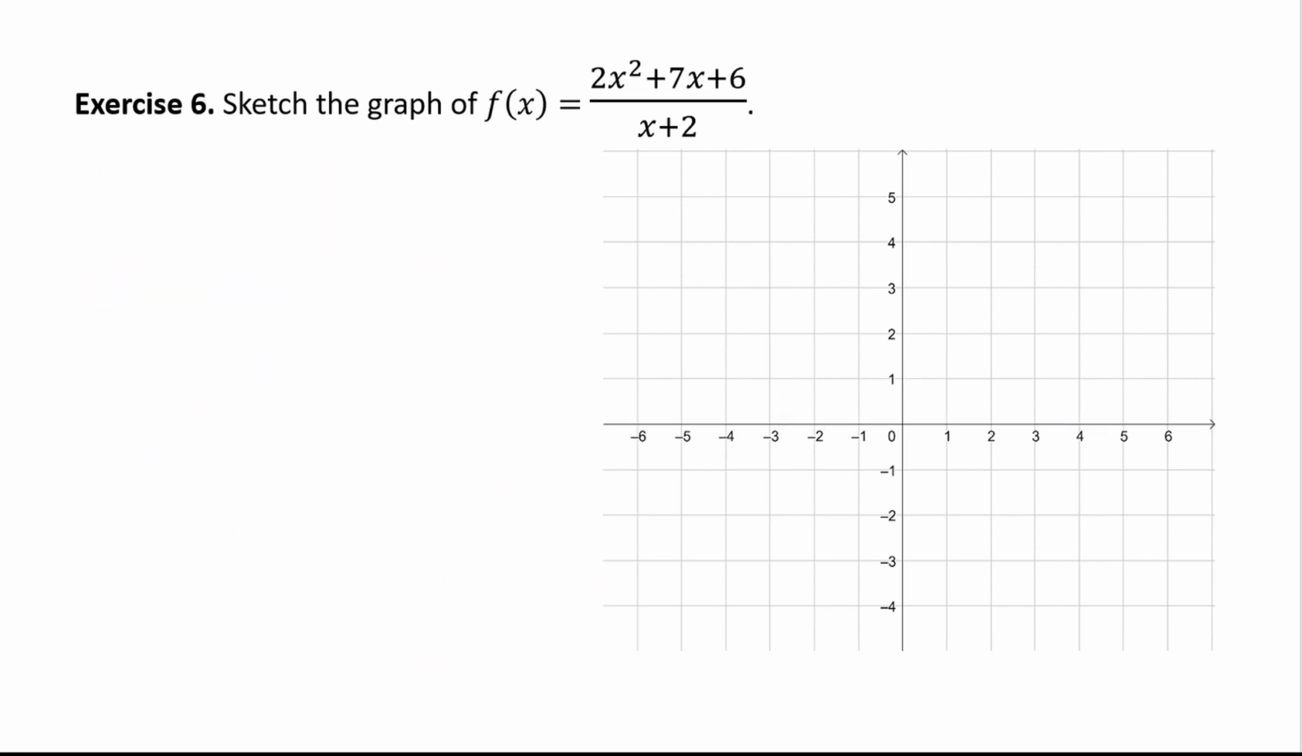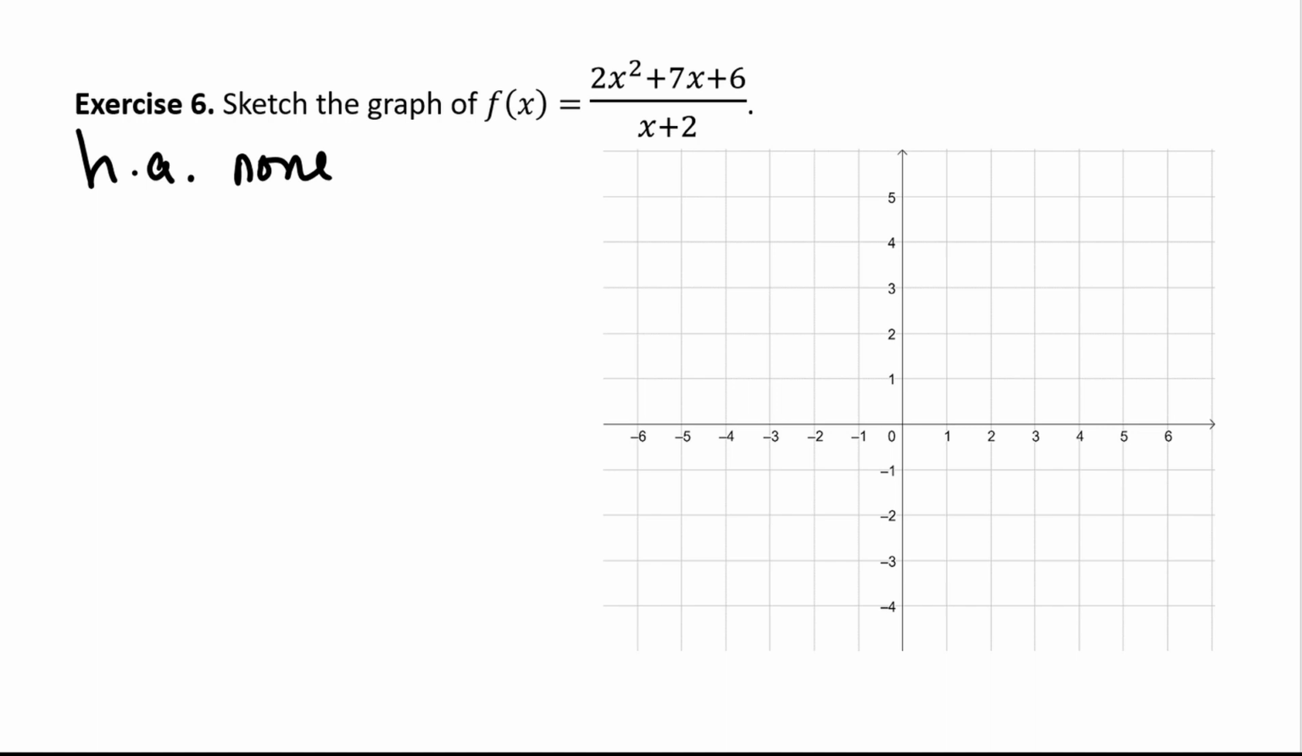Sketch the graph of f of x equals the quantity 2x squared plus 7x plus 6 divided by x plus 2. I'm going to begin looking for the horizontal asymptote. Let's observe that the degree of the numerator is 2. The degree of the denominator is 1. And when the degree of the numerator is greater than the degree of the denominator, there are no horizontal asymptotes.